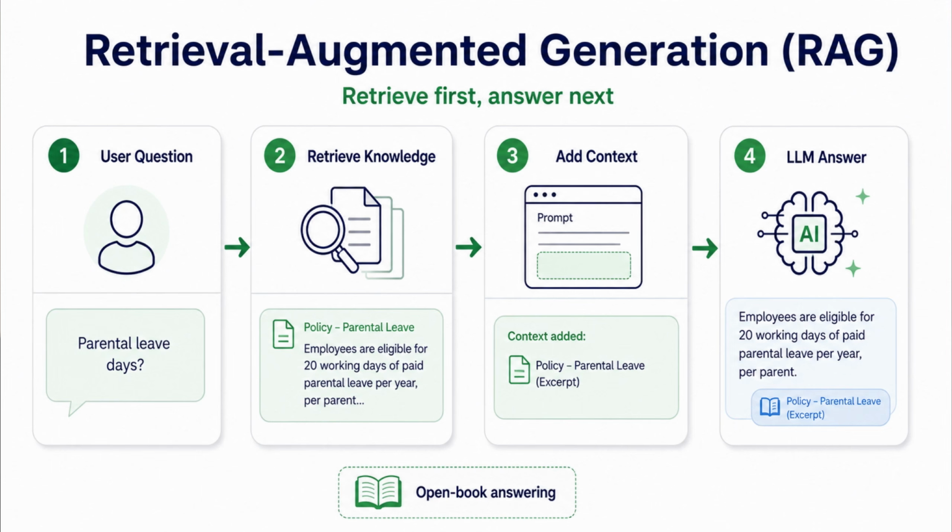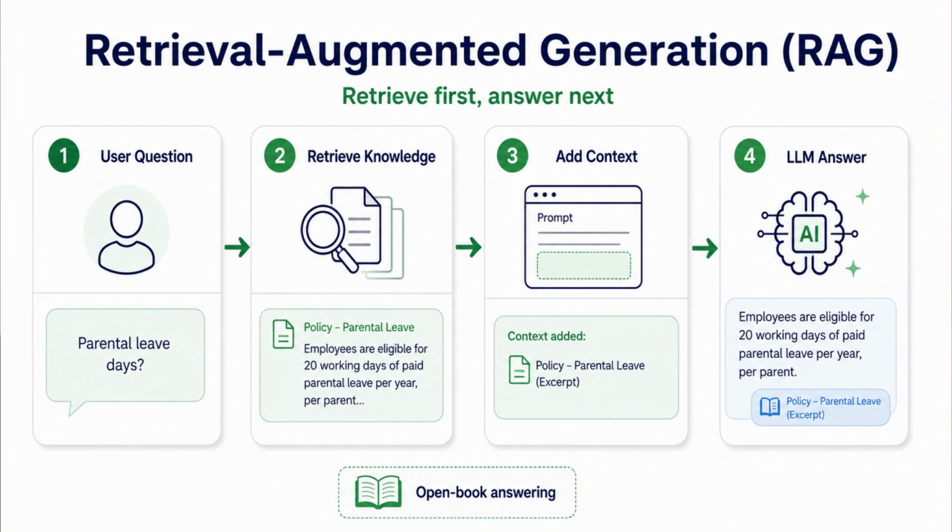For example, imagine you are building a company policy assistant. A user asks, how many days of parental leave do I get? Now, the model should not guess this answer from general knowledge. The system should first retrieve the correct policy section from SharePoint, a document store, or a knowledge base, and then ask the model to answer based on that retrieved content. And this makes the answer more accurate and easier to trust.